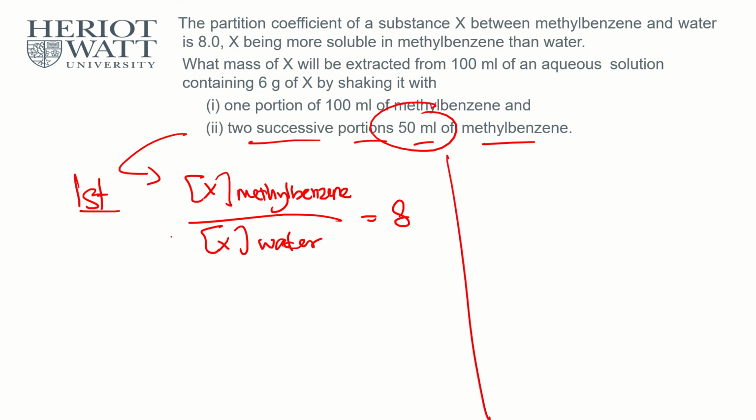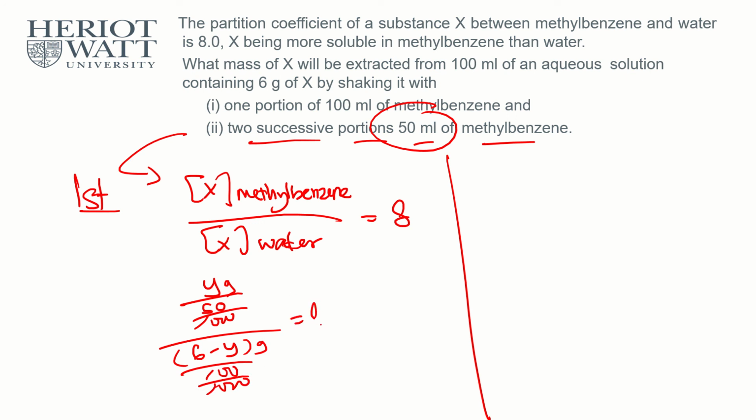So what happened here? I'll do the same thing, guys. Y grams over, no longer 100 because I'm using 50. 50 over 1000, divided by 6 minus y, because initially I have 6 grams minus y grams. This is grams over water, still maintained as 100. So 100 over 1000. That's how we do it. Equals to 8. See that?